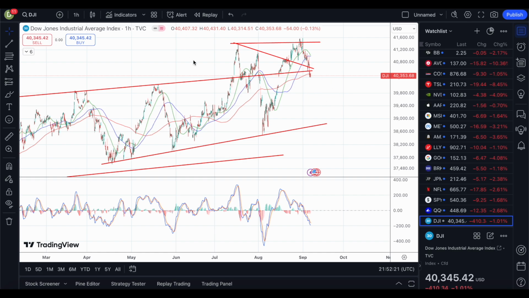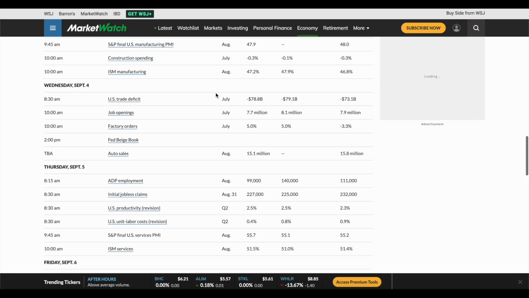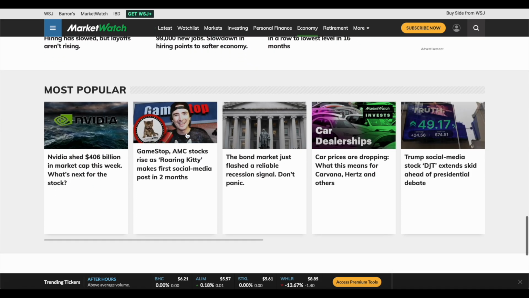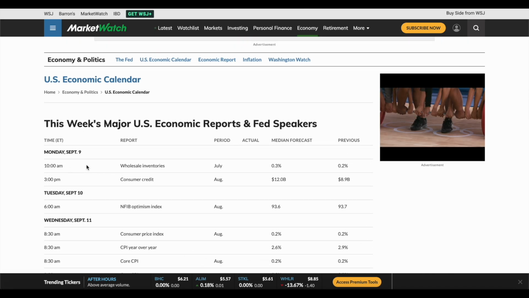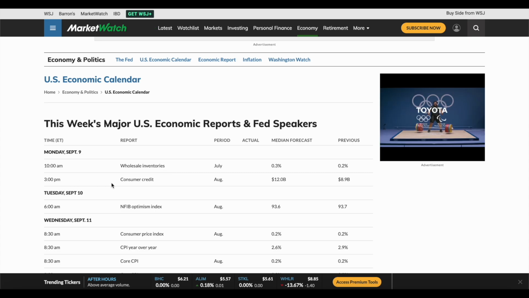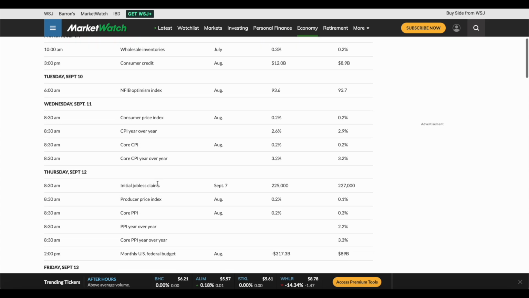Now before I get to the analysis portion, I'm going to go over the economic calendar, and for Monday, September 9th, 2024, we have at 10 a.m. wholesale inventories. At 3 p.m. we have consumer credit.